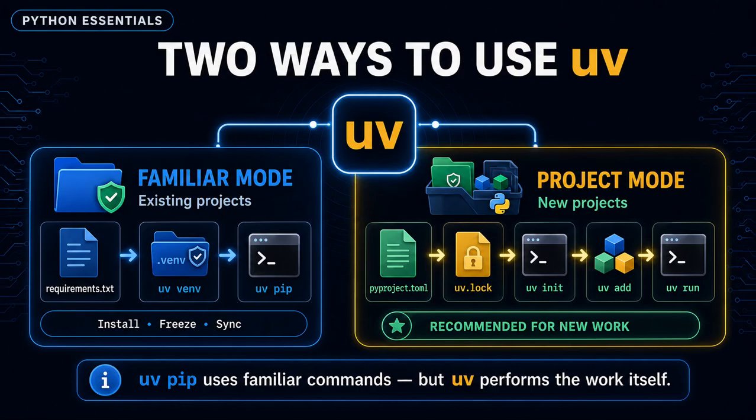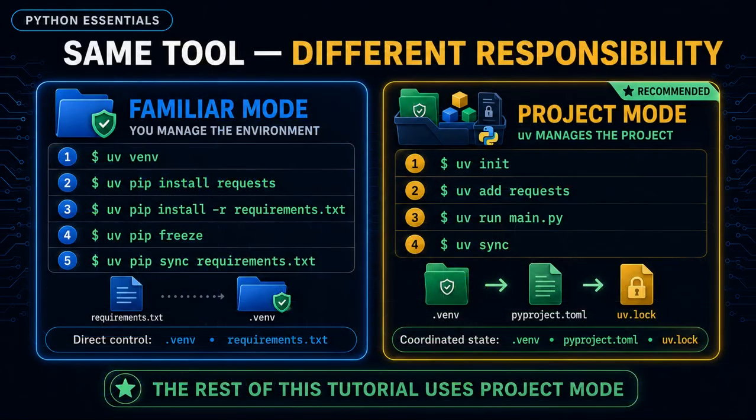Although these commands resemble pip, UV does not call pip behind the scenes. The name describes a familiar pip-compatible interface, but UV performs that work itself. The commands in familiar mode operate directly on the virtual environment. You are responsible for maintaining the requirements file and deciding when the environment should be updated.